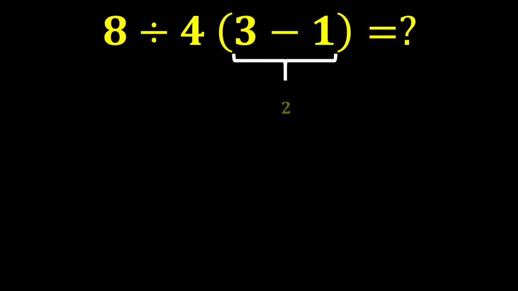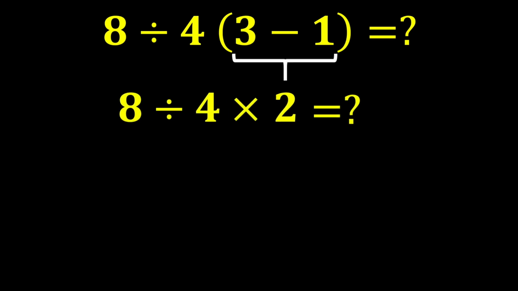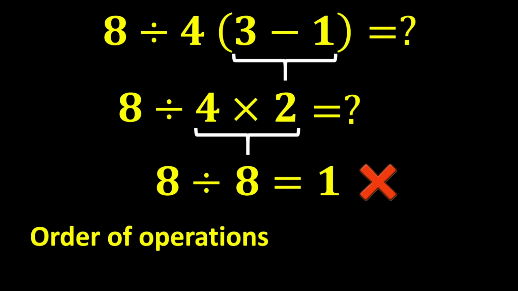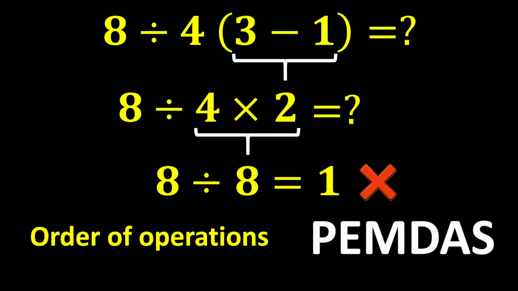3 minus 1 equals 2, and the expression becomes 8 divided by 4, multiplied by 2. 4 multiplied by 2 equals 8, and finally, 8 divided by 8 equals 1. But this answer is not correct, because we did not follow one of the most important rules in mathematics, called the order of operations. The order of operations is commonly known by the acronym PEMDAS.